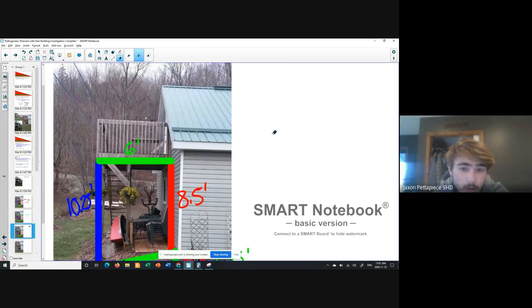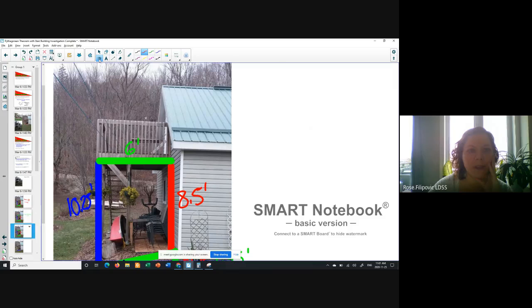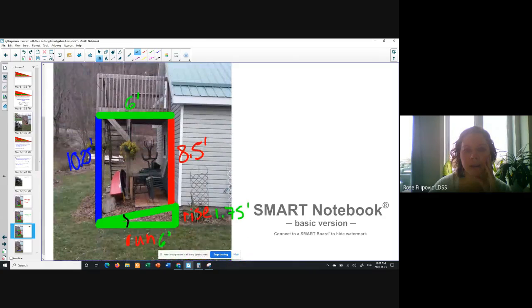Okay. So you can see the picture. One of the things that we use, there are 3 formulas that are used for right triangles, and this is a right triangle. This is a 90-degree angle here.